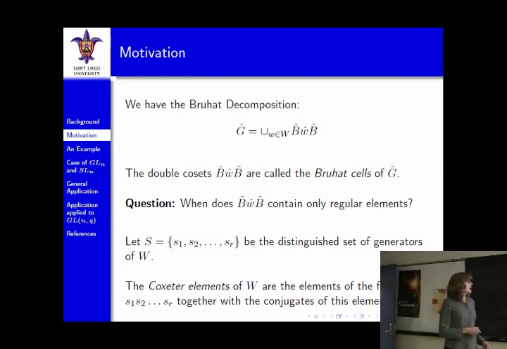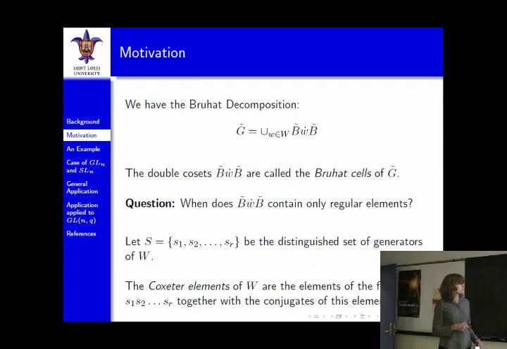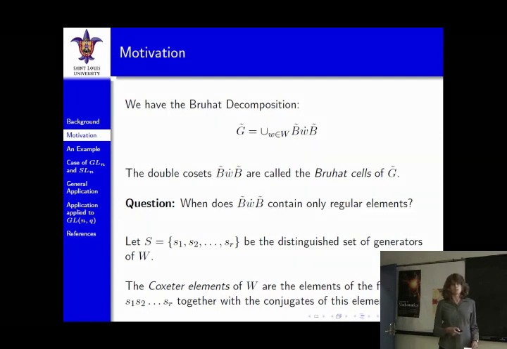All right, and a Coxeter element by definition, so I guess I'm still doing a little background while I'm doing the motivation at the same time. A Coxeter element is, by definition, you take these generators and you just multiply them all together in order. That's a Coxeter element. And also any conjugate of that is also called a Coxeter element.